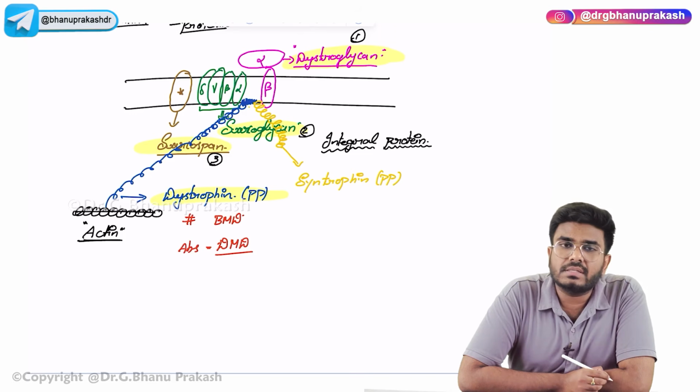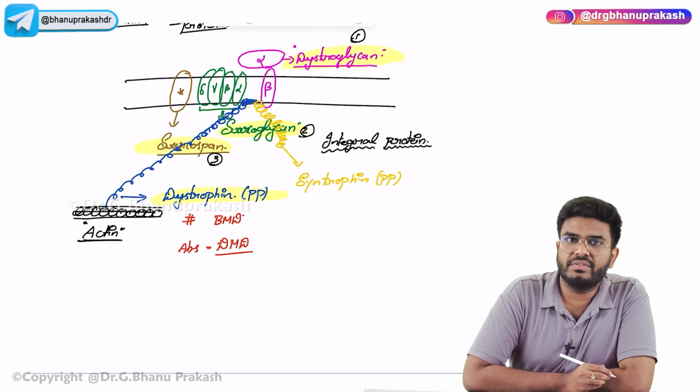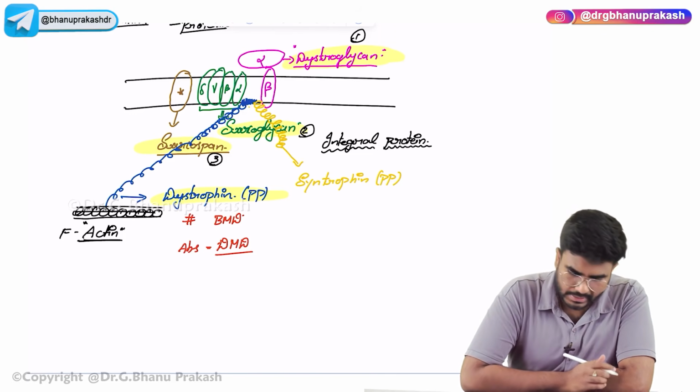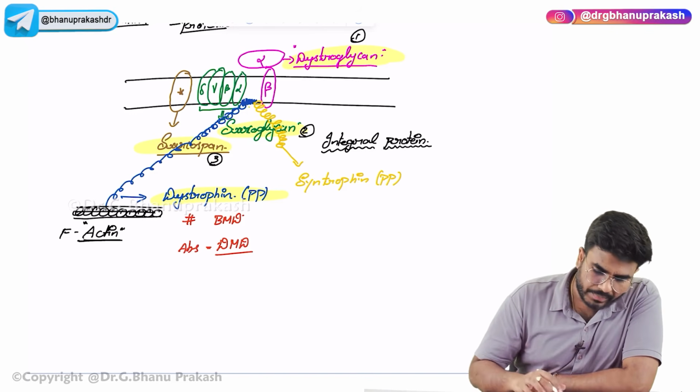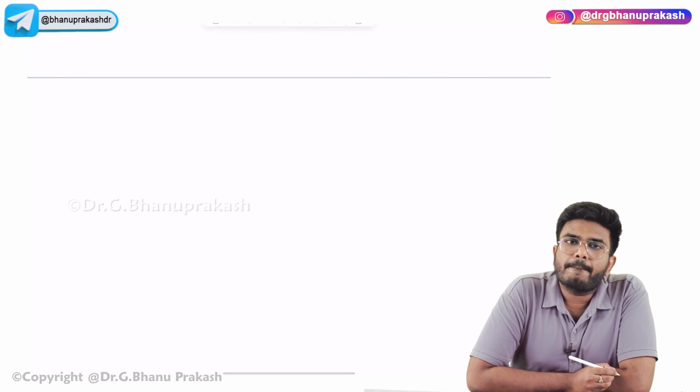This dystrophin intracellularly is going to be attached with actin filaments. Intracellularly it is attached with this filamentous actin, F actin. This is F actin, filamentous actin. So these are the proteins in the sarcolemma. Next, after this, let's talk about what are the proteins involved.